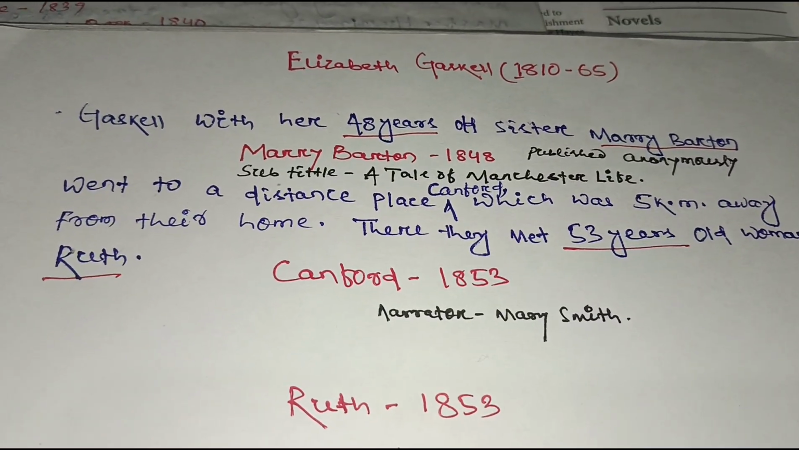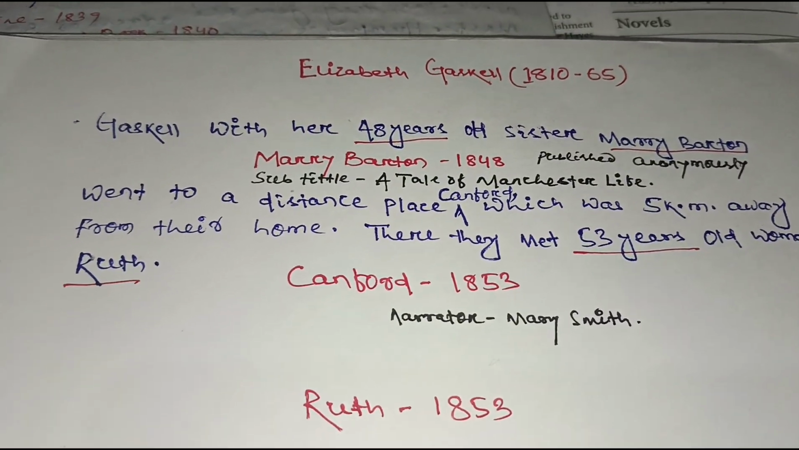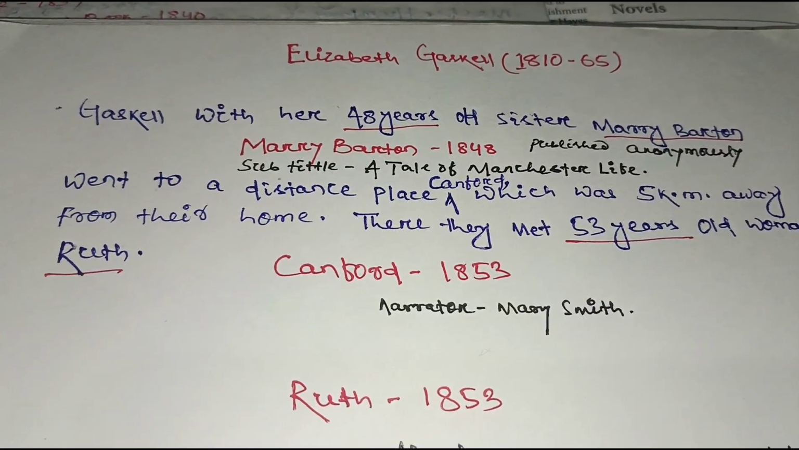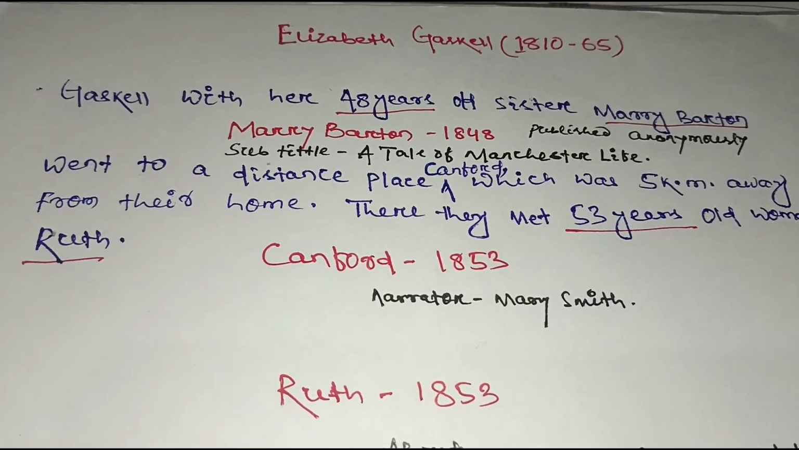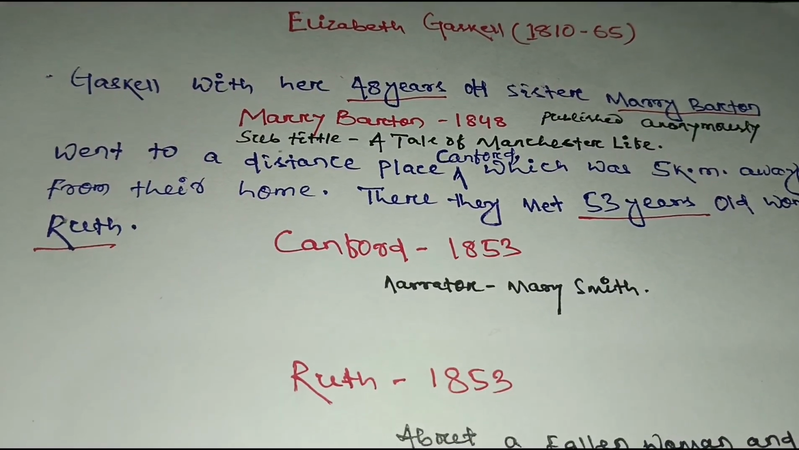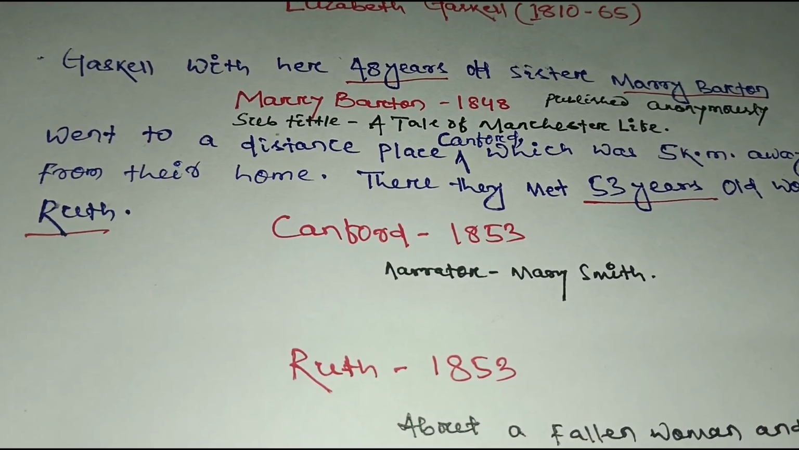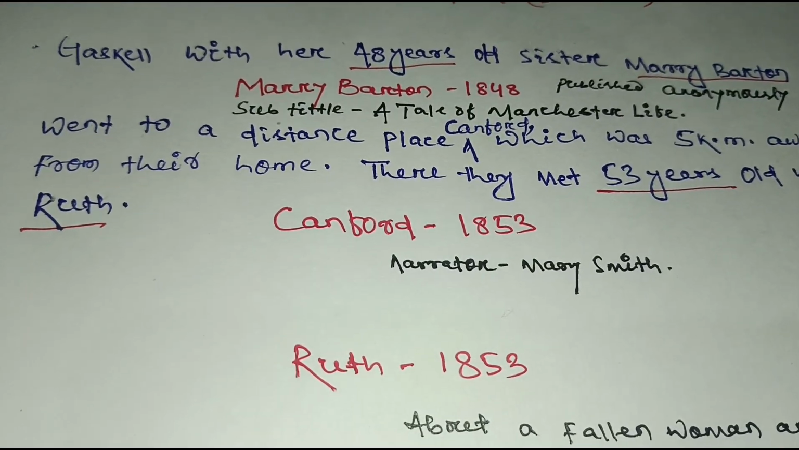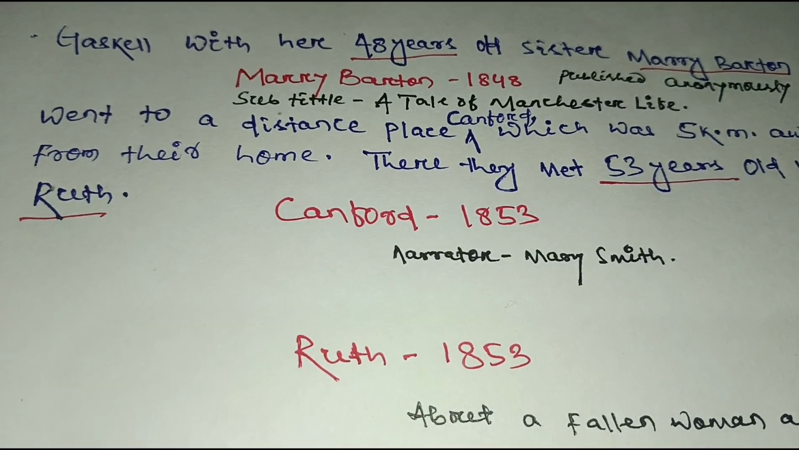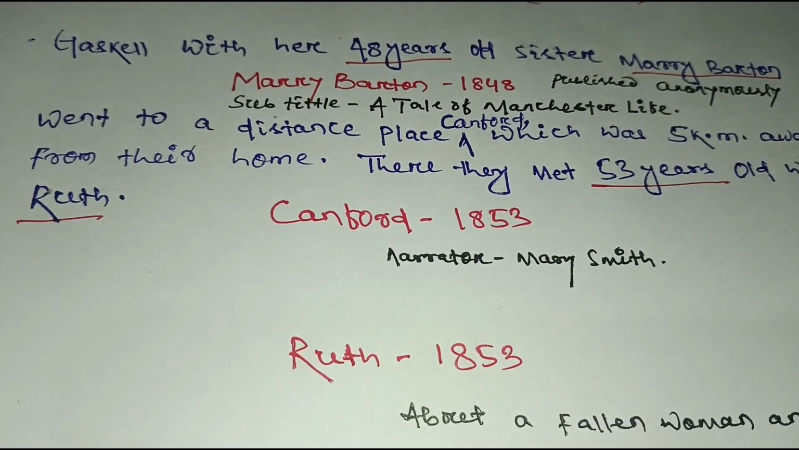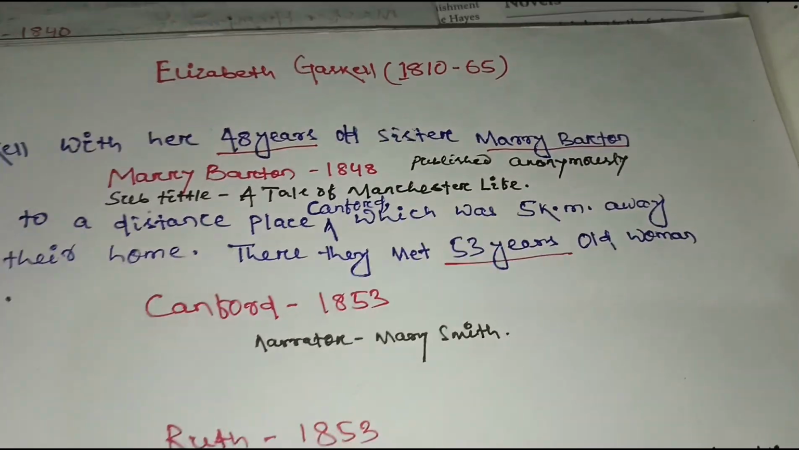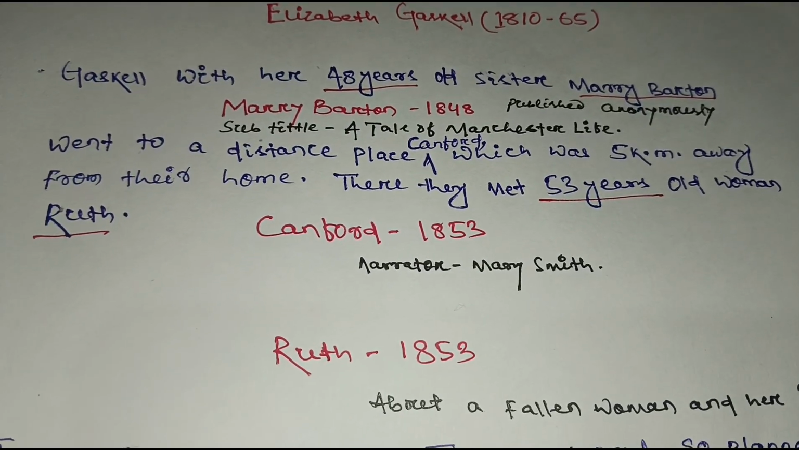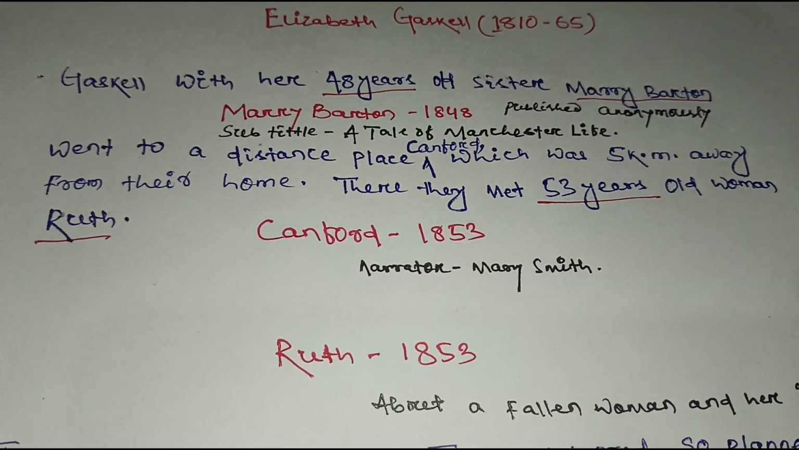Second point, both sisters went to a distant place 5 kilometers away. So 1848 plus 5 equals 1853. The name of the place is Cranford. So the second novel is Cranford, and here we have to remember the narrator, the central character of the novel, Mary Smith.